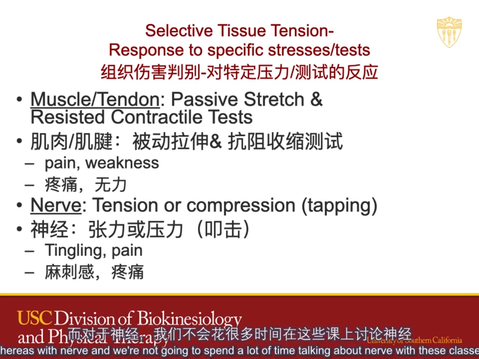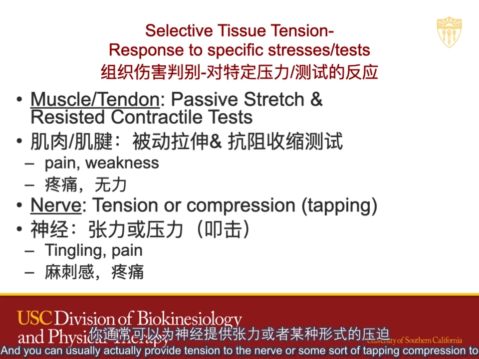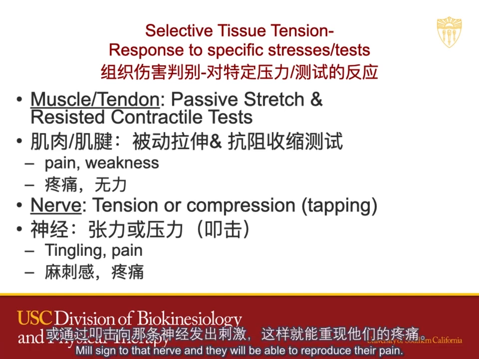Whereas with nerve, and we're not going to spend a lot of time talking about nerve with these classes, with nerve, they're going to usually talk about tingling, pain, some sort of lancinating or sharp shooting pain. And you can usually provide tension to the nerve or some sort of tapping, compression, Tinel sign to that nerve, and they will be able to reproduce their pain.